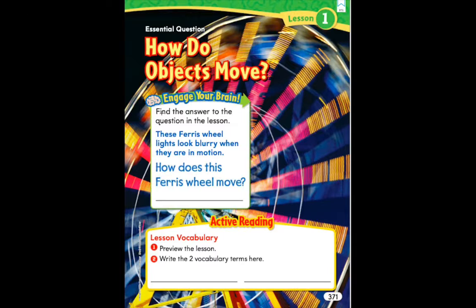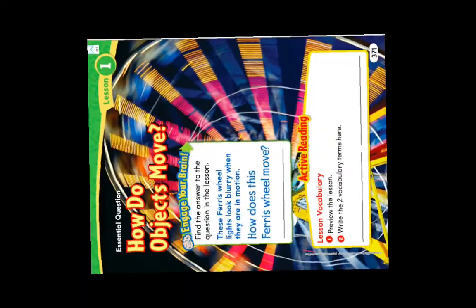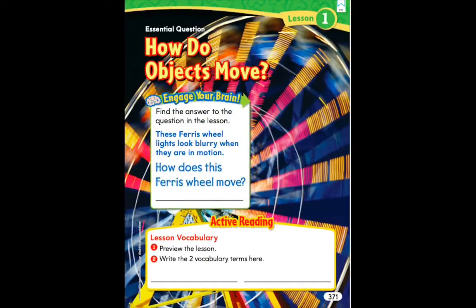Let's read this box first. These Ferris wheel lights look blurry when they are in motion. How does this Ferris wheel move? They go round and round. The wheels go round and round. So let's write round and round over here.